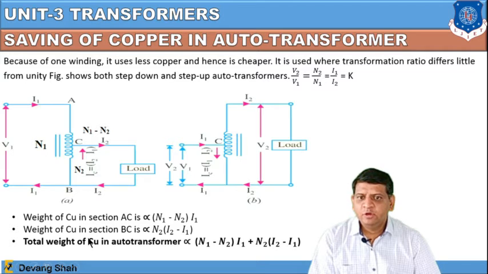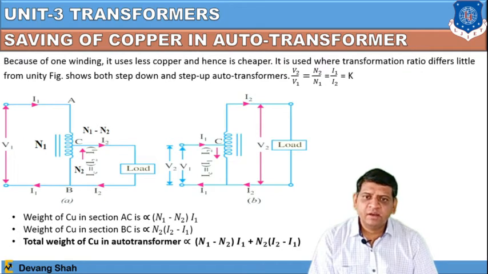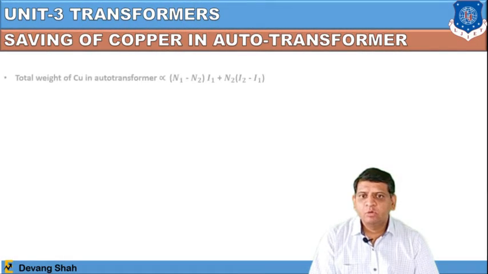So if I take the total weight of copper in this auto transformer, it is proportional to the summation of the above two weights of copper, which is proportional to N1 minus N2 into I1 plus N2 into I2 minus I1, right. Now this is the total weight of copper in an auto transformer, but if you take a separate transformer with a separate primary winding and separate secondary winding, let us discuss those weights.